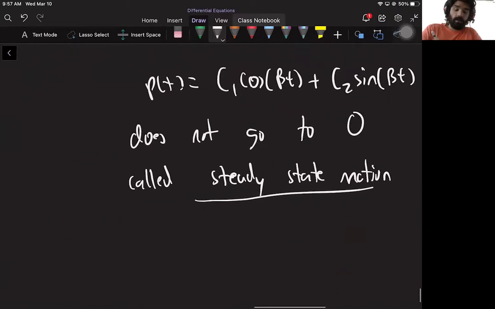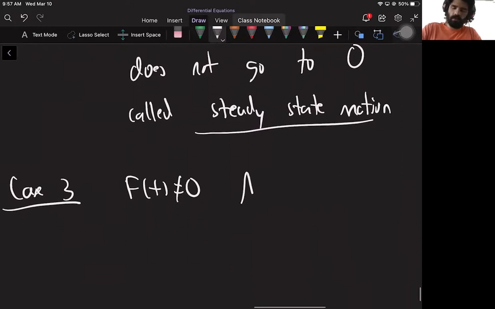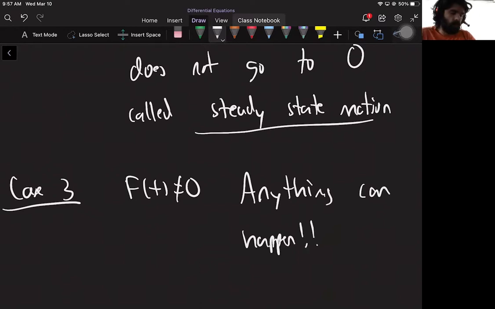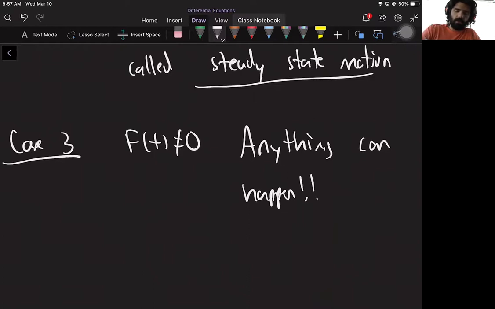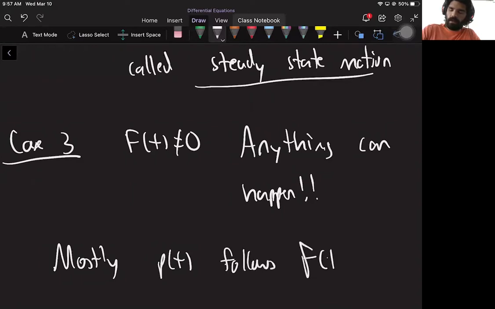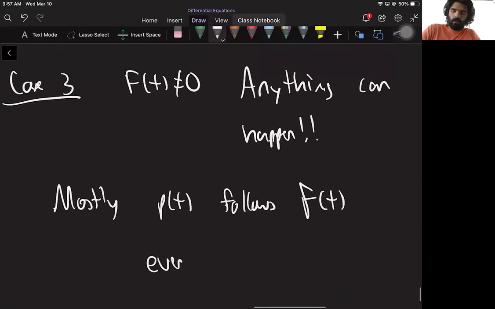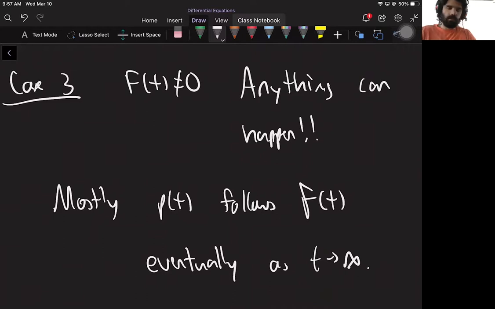And then the third case is if there is an external force. Well, too many things can happen, so we can't really break it down. But in most situations, the position function eventually follows the force, that's the external force, as time goes on, which is what we saw in our one example today. But other things can happen, weirder things can happen.